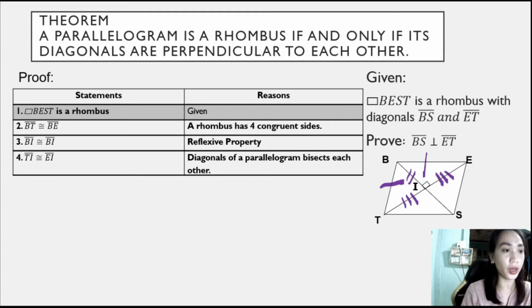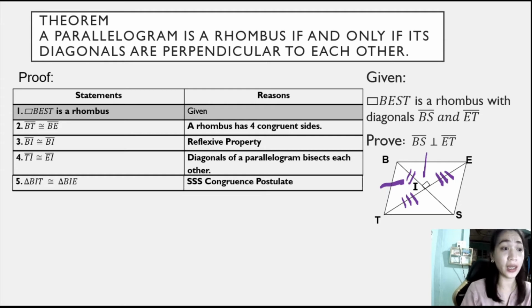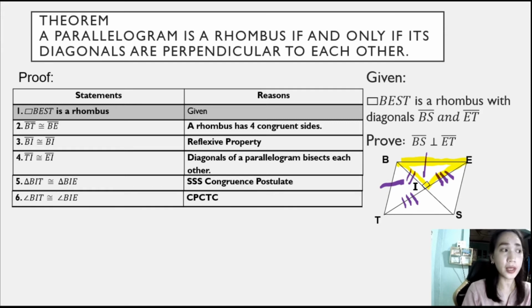Okay? So therefore, you have the triangle BIT. This triangle is congruent to the triangle BIE. So this triangle. Okay? So for the reason, you have the SSS Congruence Postulate. So since they are congruent, you can say that the angle BIT, this angle, is congruent to the angle BIE. So this angle. So that is the CPCTC.